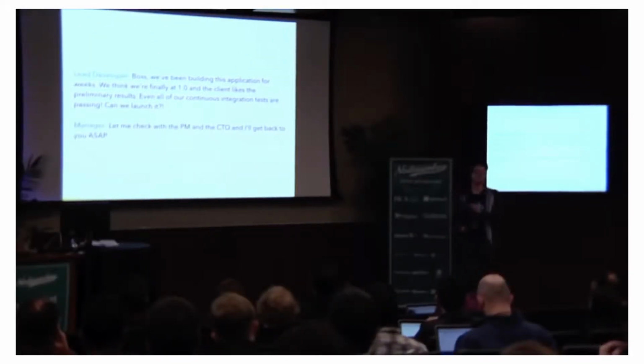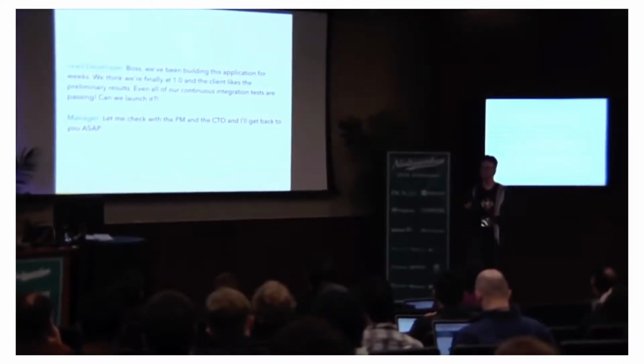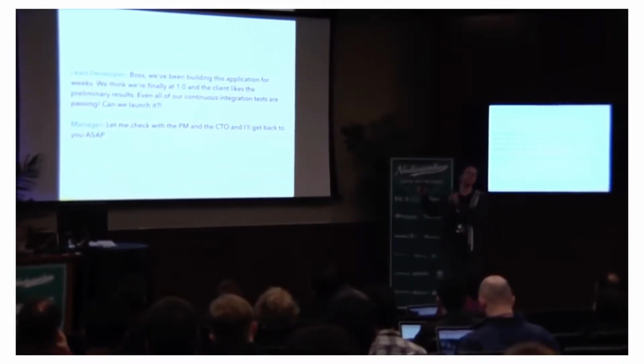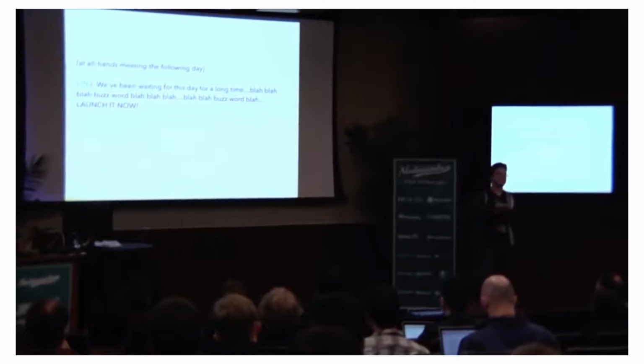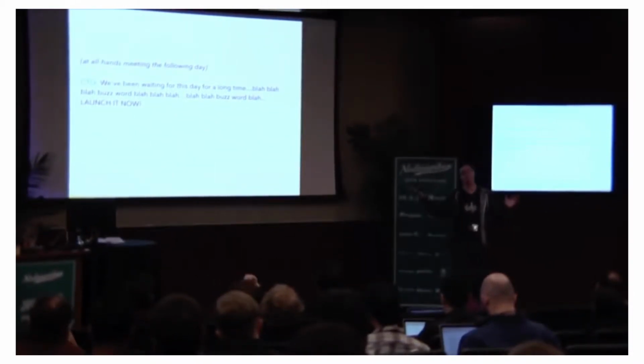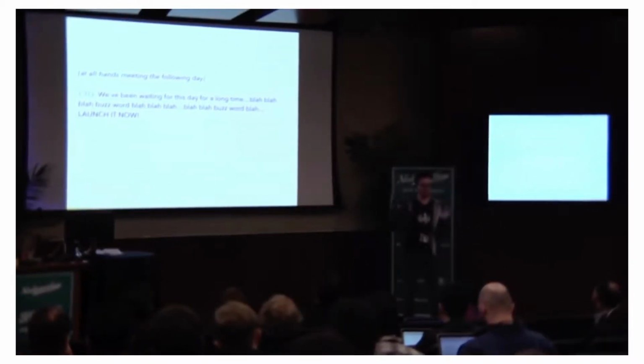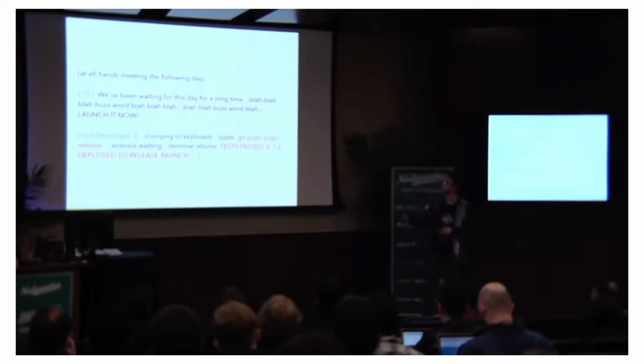The manager says, let me check with everyone in the company, because that's how it works, and then I'll get back to you and we'll deploy it if it's ready. So then all hands meeting the next day, the CTO gives this very busy, buzzwordy speech about how we're going to change the world with it, and he says, let's launch it. And the lead developer goes to the keyboard, types his commands, and because we're hooked into something like Heroku, we can push to GitHub and it'll automatically deploy. So we do that. Slackbot cheers, everything is good.